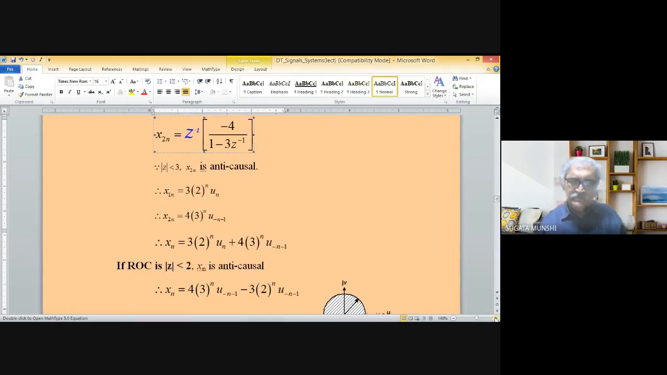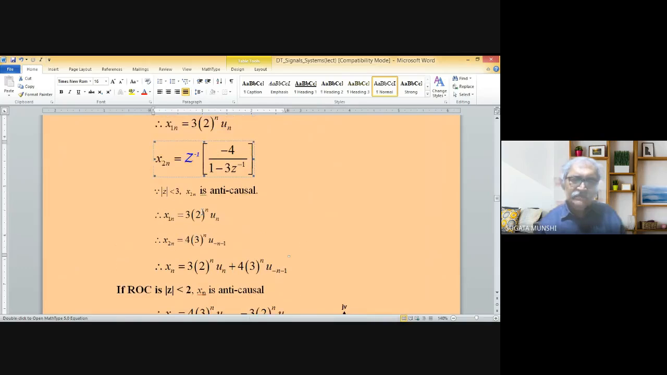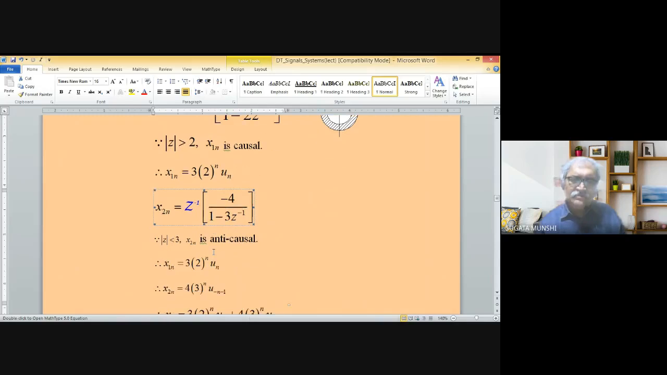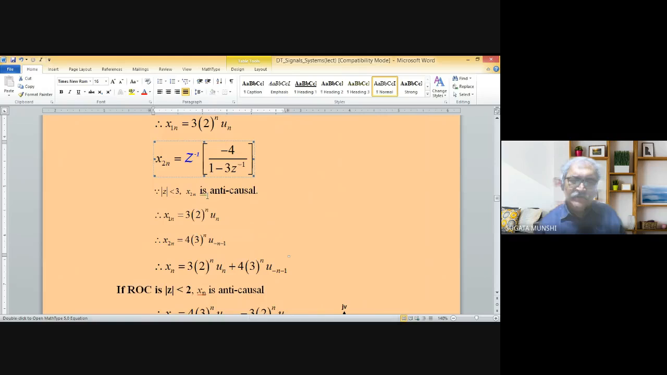Let me enlarge. x2[n] is the inverse z transform of this term. Because magnitude of z is less than 3, x2[n] will be anticausal. So x2[n] will be 4 into 3 to the power n u[minus n minus 1]. So x[n] equal to x1[n] plus x2[n] will be equal to 3 into 2 to the power n u[n] plus 4 into 3 to the power n u[minus n minus 1]. That is the causal part, and this is the anticausal part. So that is about part 3.